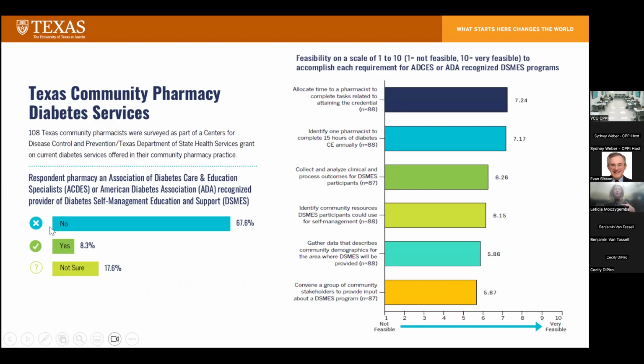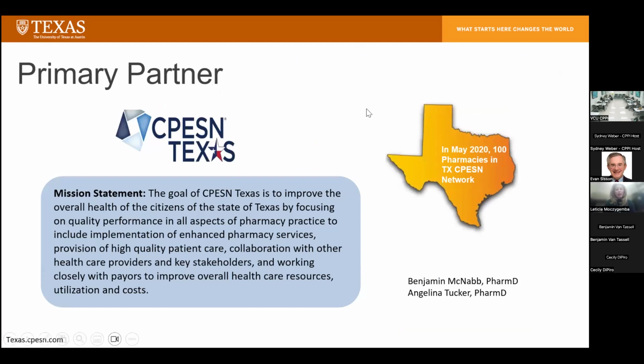But what we learned about those who were recognized or accredited didn't really surprise us. We surveyed a little over 100 Texas community pharmacists, and the majority of them either were not accredited or weren't sure, and just a small percentage were accredited, which aligned with what we thought. But then we also gauged how feasible pharmacists thought it would be to implement some of these ADCES or ADA requirements for DSMES programs. What we found was a good level of high ratings of feasibility for pharmacies to allocate time to a pharmacist to do some of this. Things like identifying one pharmacist to complete 15 hours of diabetes training, and then collecting and analyzing data. So we felt like there was some good interest in moving forward with working with pharmacies to engage in DSMES.